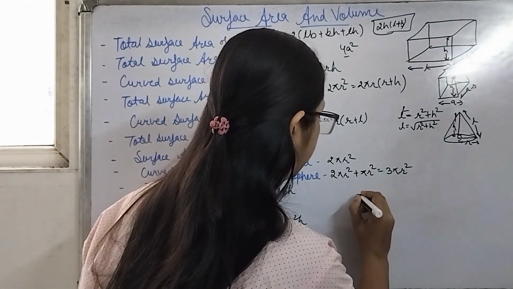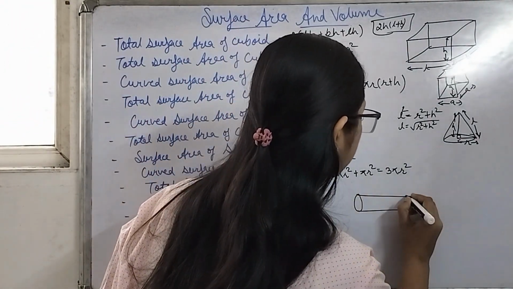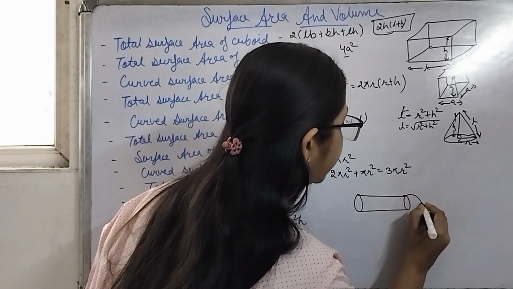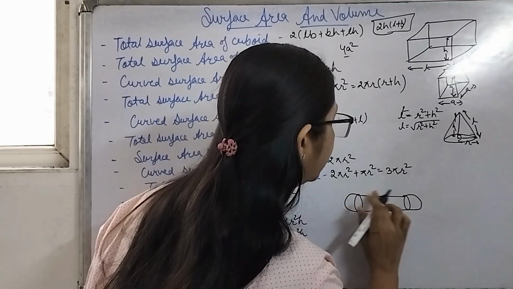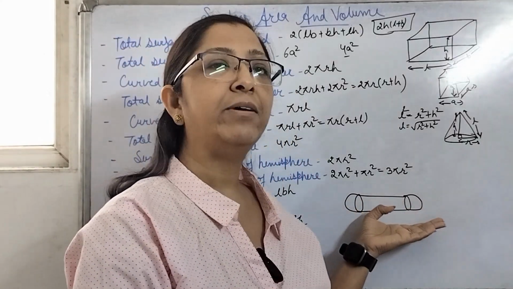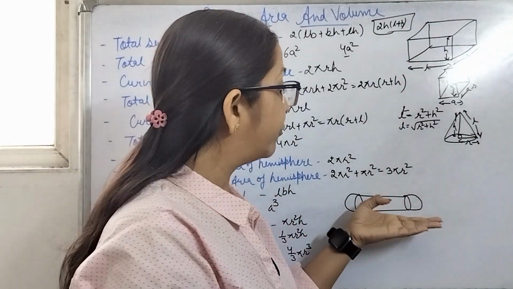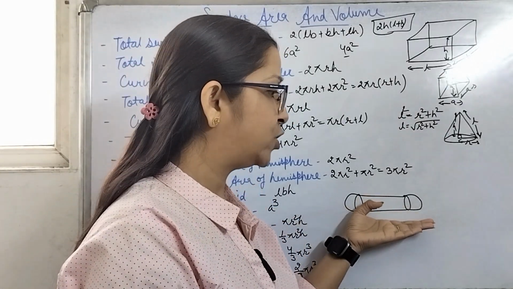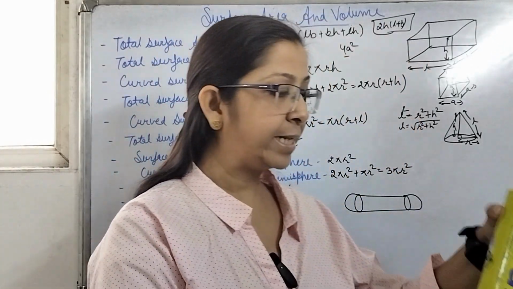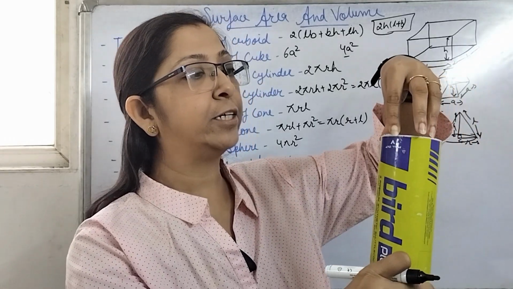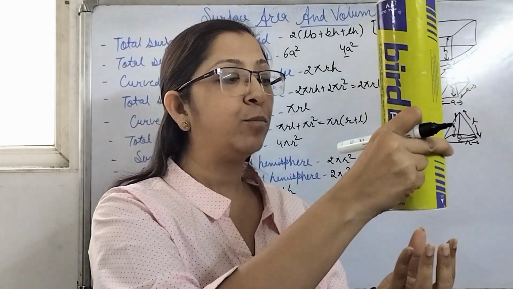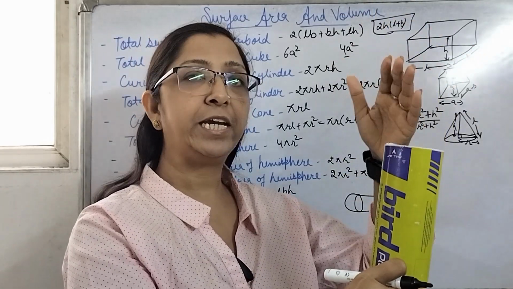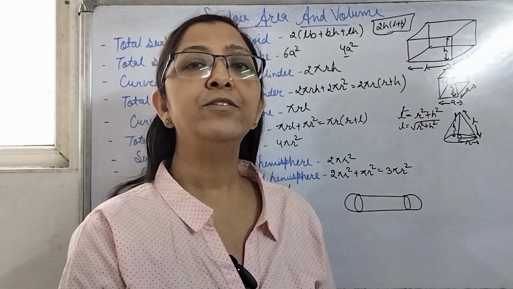Suppose I take an example. Suppose I have taken a cylinder. This is a cylinder and at both sides we have a hemisphere connected with it. It is not only a cylinder, at both the ends we have added a hemisphere also. If we have to find the total surface area of this shape, we can assume it like this: this is a cylinder, over here at the top we have taken a hemisphere, and at the bottom we have taken a hemisphere too. Now what will be the total surface area of this combination of solids?